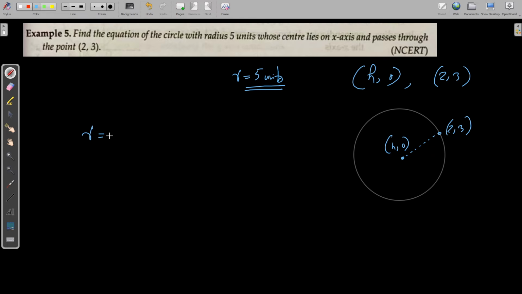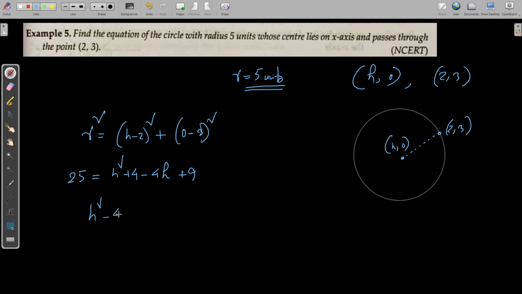So radius will be equal to what? r square will be (h minus 2) whole square plus (0 minus 3) whole square. r square will be what? 25. So we will get h square plus 4 minus 4h plus 9. So we'll get a quadratic equation from here.